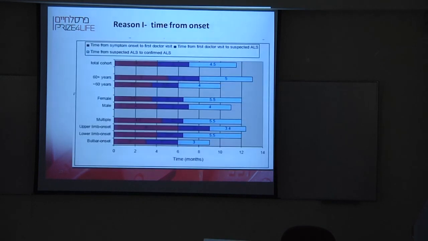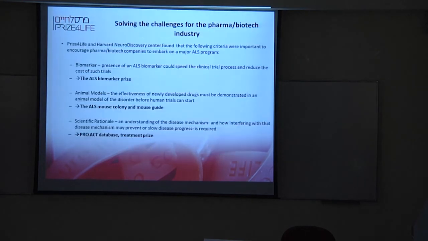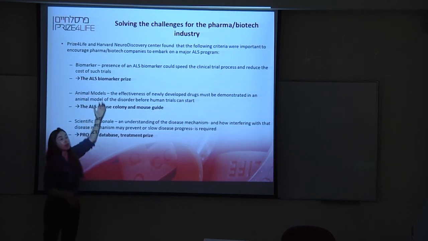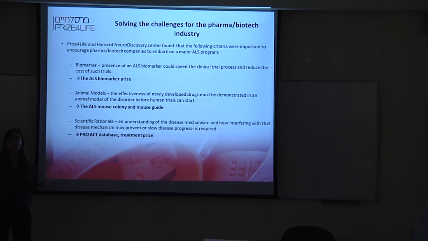Now, I don't have a lot of time, but I want to go over very shortly potential ways to help overcome these problems, or the ways we think about overcoming this problem. So we try to look at the barriers, and we discuss the barriers. One barrier is the biomarker. To have an objective, hopefully biological marker that can really tell you how the disease is progressing and how your drug is affecting this disease progression.